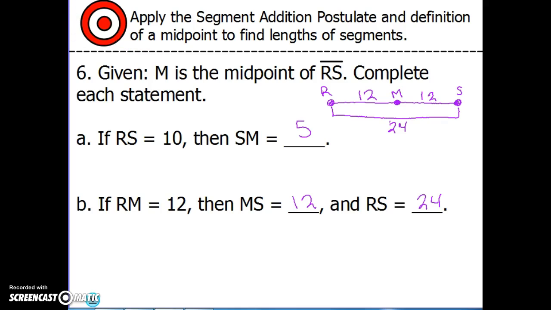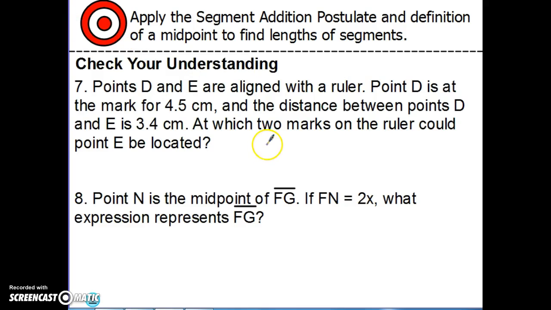All right, let's go ahead and do a little bit of checks of understanding. So let's say we have points D and E. They're aligned with a ruler. Point D is at the mark for 4.5 centimeters. The distance between points D and E is 3.4 centimeters. At which two marks on the ruler could E be located? Let me draw out a little ruler here. Let's say this is the mark for 4.5.